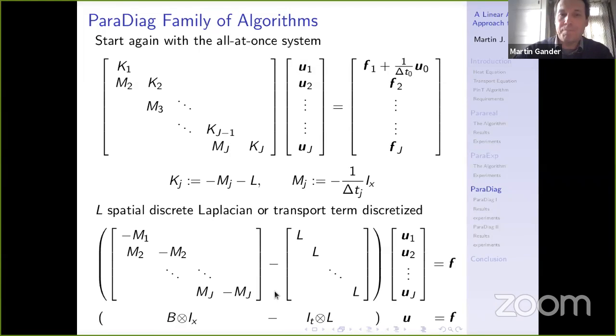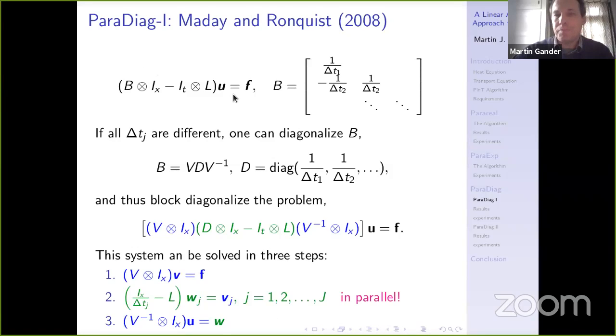Now, to solve this system with ParaDiag, there is an idea of Maday and Rønquist that says if all these time steps are different in the B matrix, you see this is really the backward Euler with different time steps. If all these delta T_j are different, we can diagonalize B. This bidiagonal matrix can be diagonalized. The eigenvalues, you can see they are on the diagonal. And this means we can factor the block bidiagonal problem in this form.